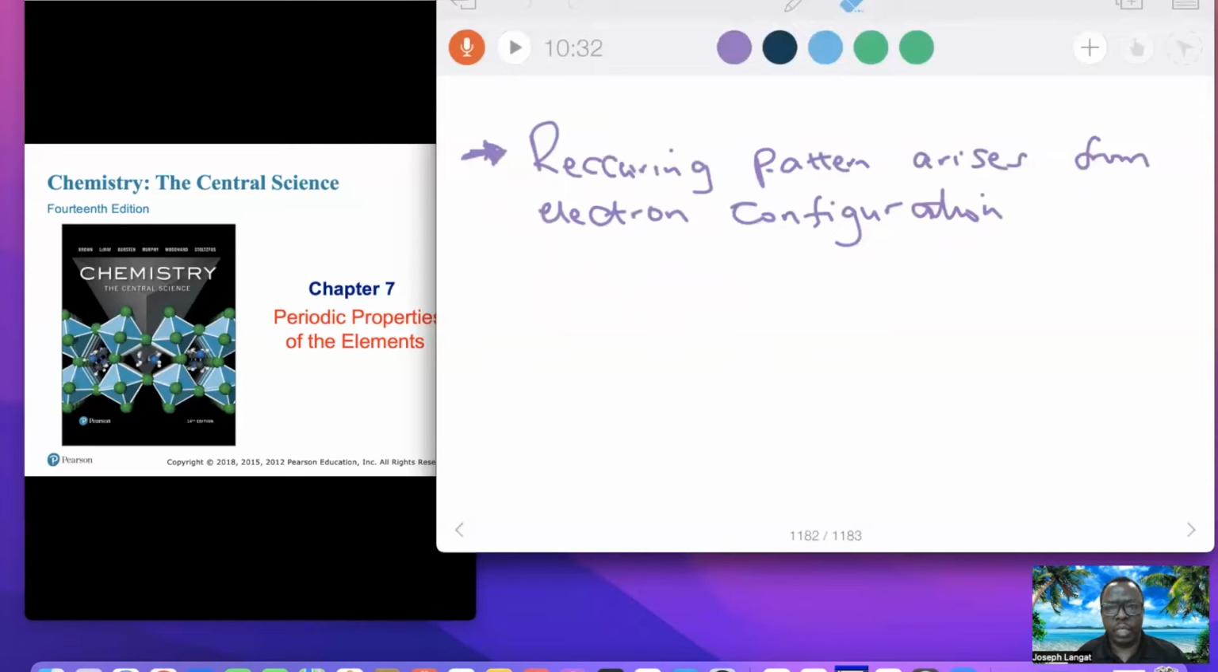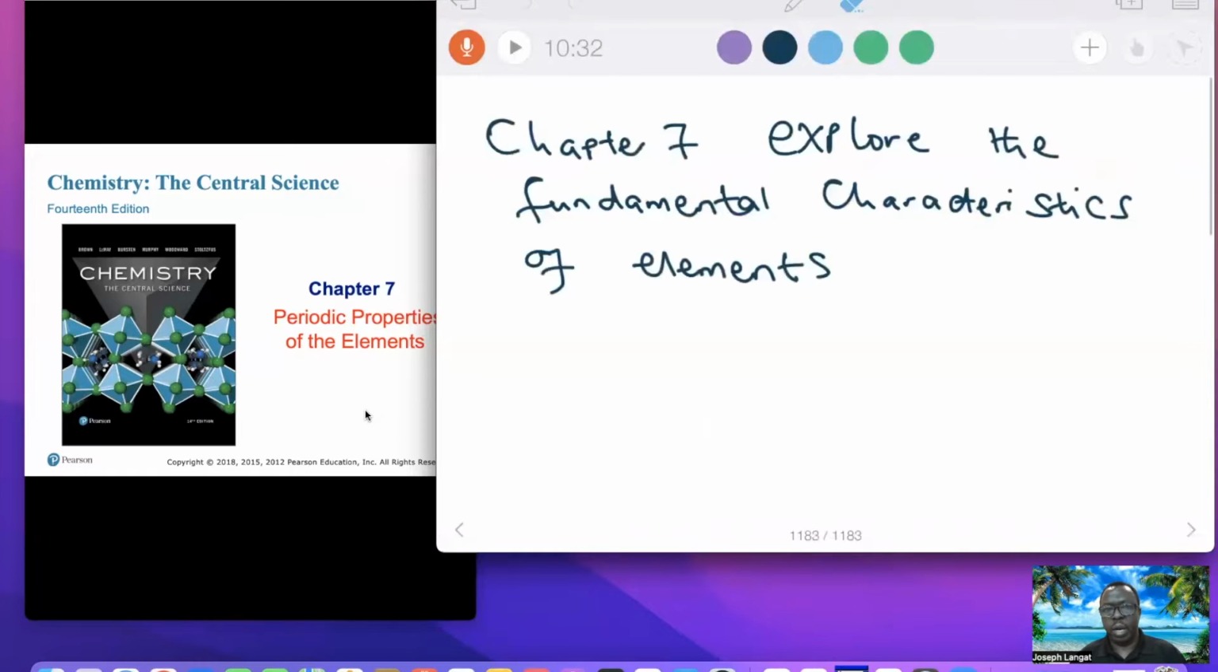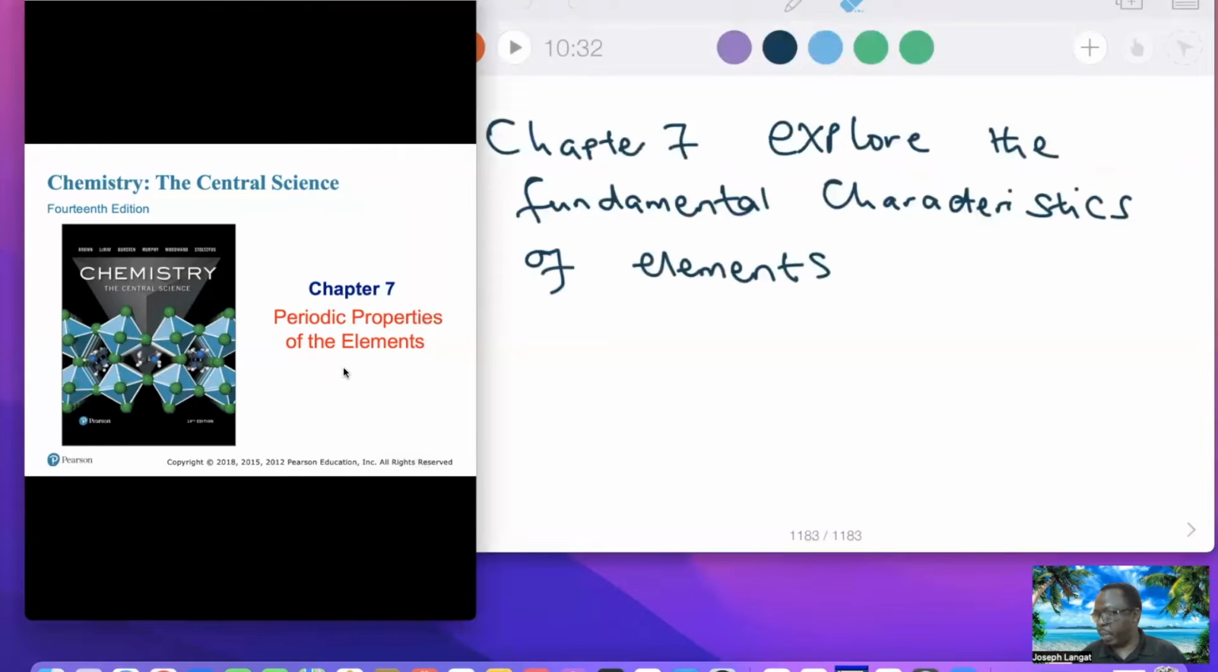Please revisit again, make sure that you are in a position to write electron configuration. Previously, we learned that elements in one column react the same way. It's because of what? It's because of electron configuration. Now, chapter 7, periodic properties, explores the fundamental characteristics of all elements.